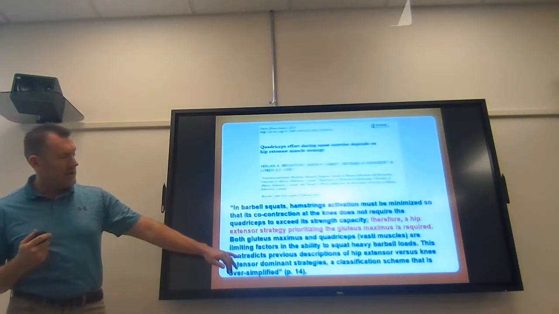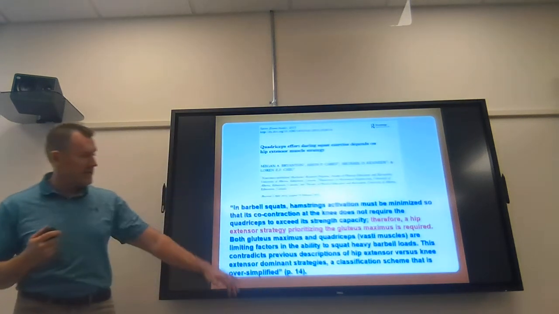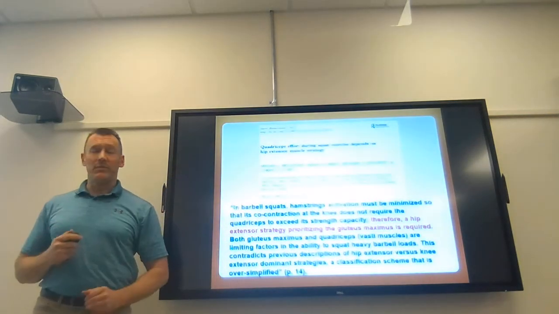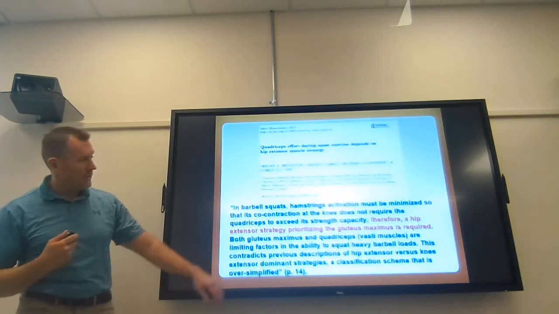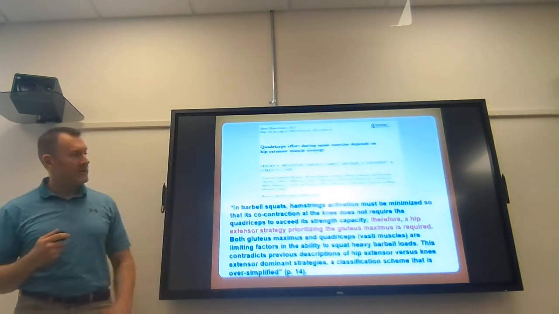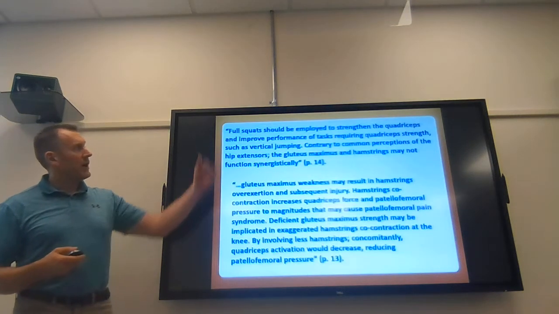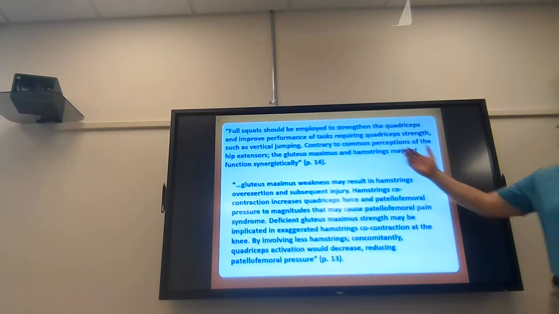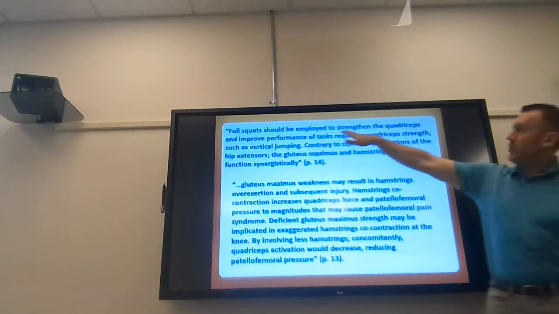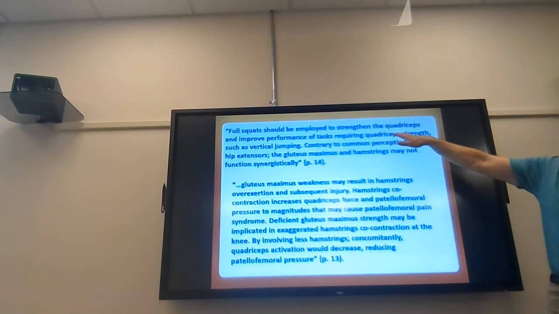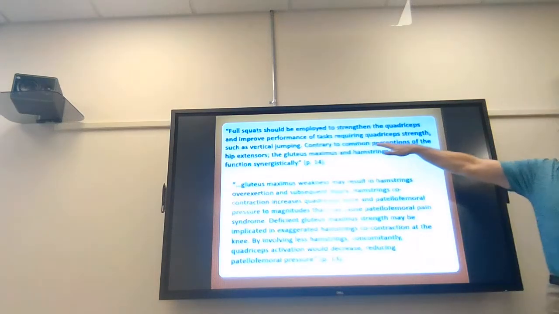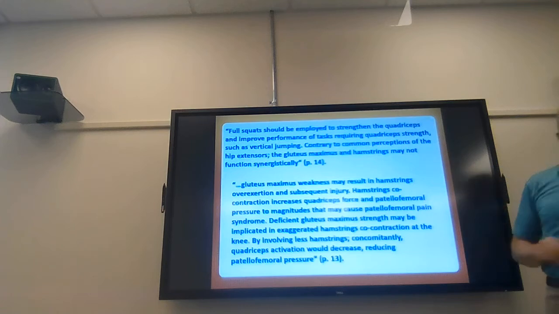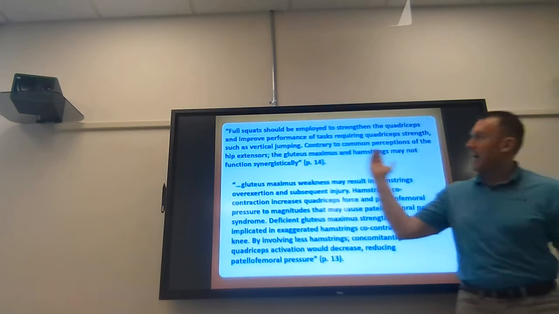Okay, so this contradicts previous descriptions of hip extensor versus knee extensor dominant strategy. This is what we started with, the simplistic view. And then we stepped a little bit further into it: a classification scheme that is oversimplified. Okay, so a couple more quotes from the same study. Full squat should be employed to strengthen the quadriceps and improve performance of tasks requiring quadriceps strength, such as vertical jumping. Contrary to common perceptions of the hip extensors, the gluteus maximus and hamstrings may not function synergistically. What does this last part mean?